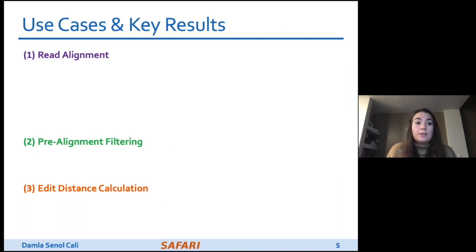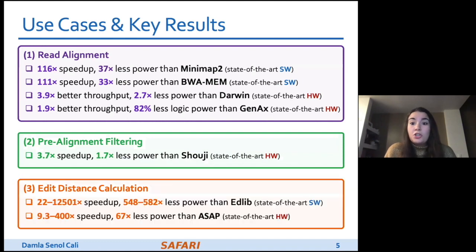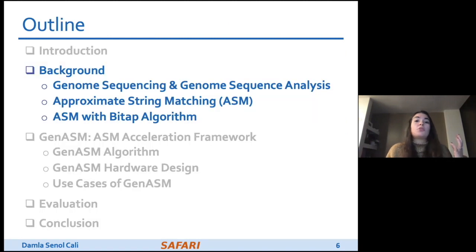So if you attended yesterday's talk by Mohammed, you should be familiar with these use cases, but I will explain them later in detail. So we find that for all these 3 use cases, GenASM is significantly more efficient in terms of both speed and power consumption than state-of-the-art software and hardware baselines. Okay, this was the introduction of GenASM. So let's look at genome sequencing and sequence analysis, and also approximate string matching and the Bitap algorithm in detail.